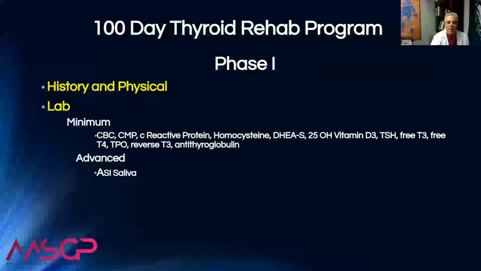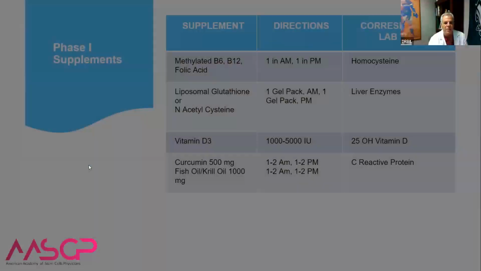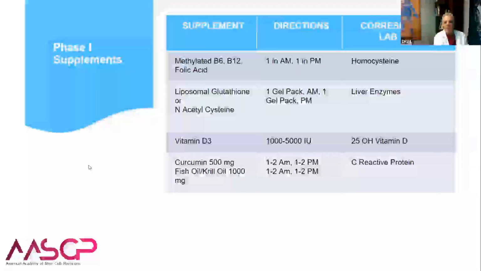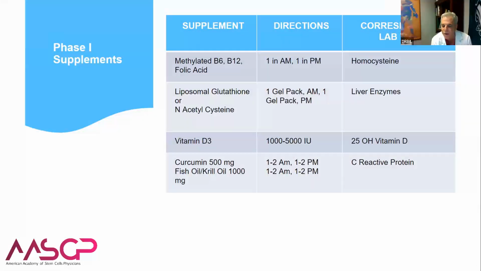We've come up with a 100-day thyroid rehab program. We do our history and physical. These are the labs that we'll do. And like I said, I don't do this very often anymore, the saliva test. If homocysteine is high, greater than 10, we'll use methylated B vitamins. If the liver enzymes are showing some stress, we'll use a liposomal glutathione or N-acetylcysteine.